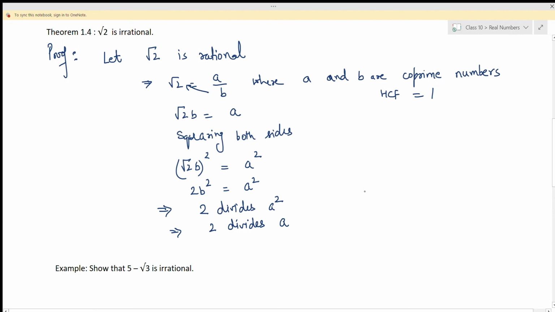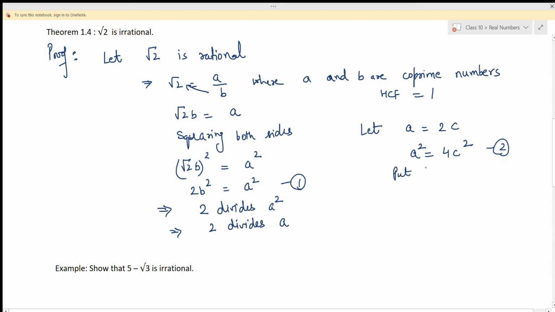So let us say a equals 2c, some other number. If a equals 2c, what is a square? a square will be equal to 4c square. So this is my equation 1, and this is my equation 2.